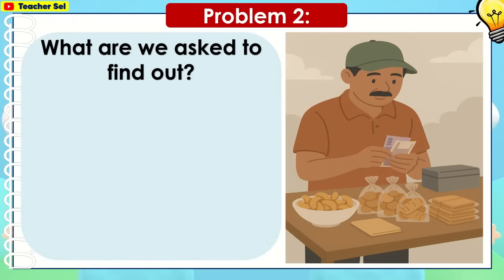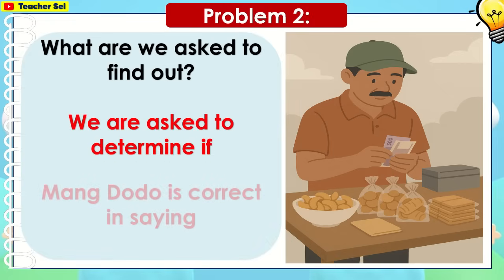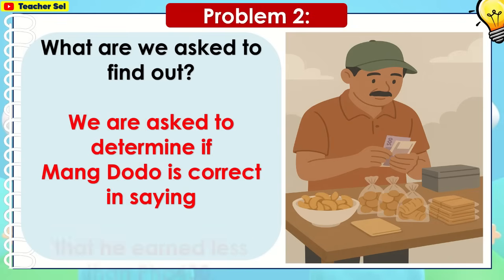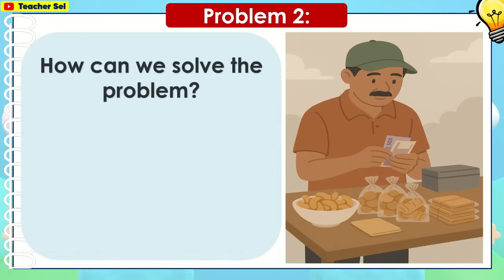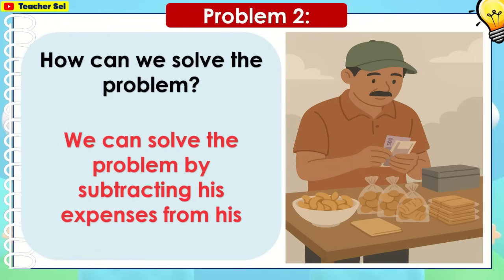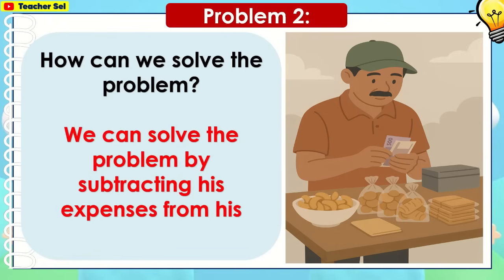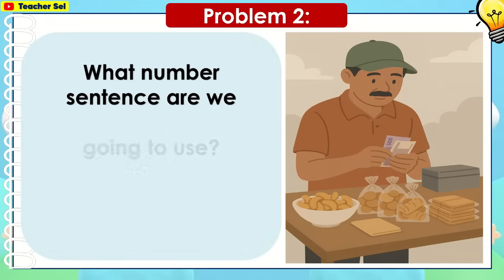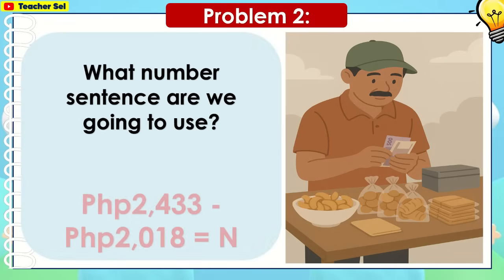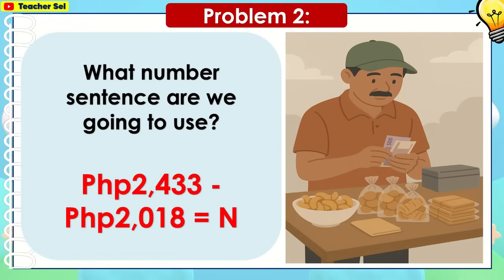What are we asked to find out? We are asked to determine if Mang Dado is correct in saying that he earned less than 400 pesos. How can we solve the problem? We can solve the problem by subtracting his expenses from his total sales. What number sentence are we going to use? 2,433 pesos minus 2,018 pesos equals N.